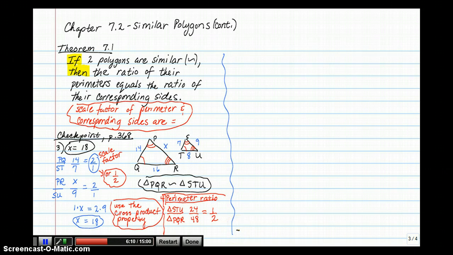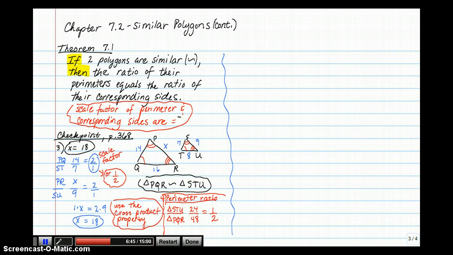All right, theorem 7.1. If two polygons are similar, that's the similarity symbol I put there, then the ratio of their perimeters equals the ratio of their corresponding sides. So this is an if-then statement, which is a form of deductive reasoning. So basically what this is saying is that if we know two polygons are similar, then the scale factor of the perimeter and the corresponding sides will be equal. So that's what I put, just kind of in my own words here.